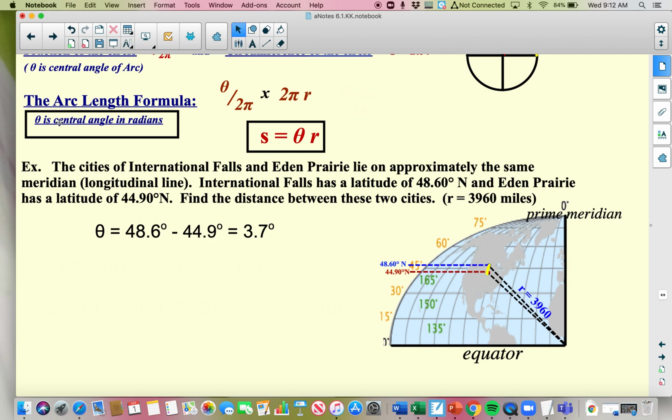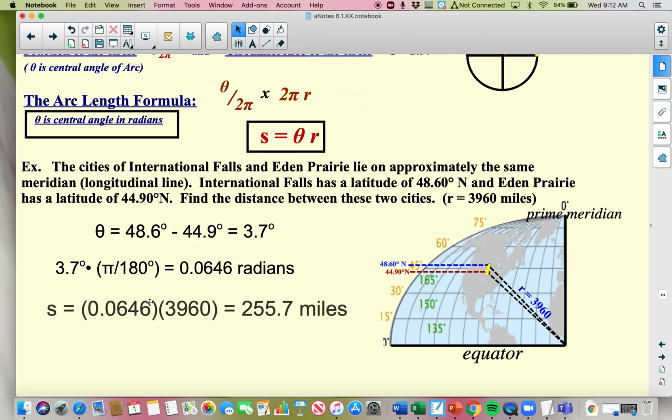Now remember, when you're doing arc length, the angle has to be in radians. So I'm going to do a quick conversion. 3.7 degrees times pi over 180. Dump that into my calculator, and I get 0.0646 radians. Okay, don't use degrees. So I know the angle and I know the radius that was given.